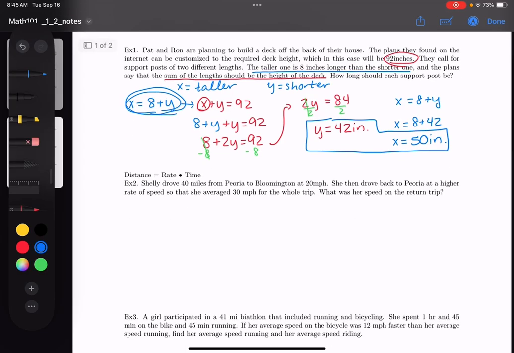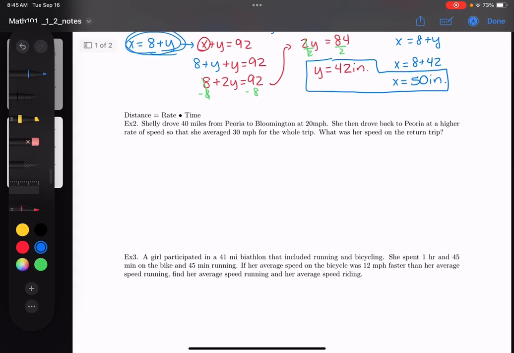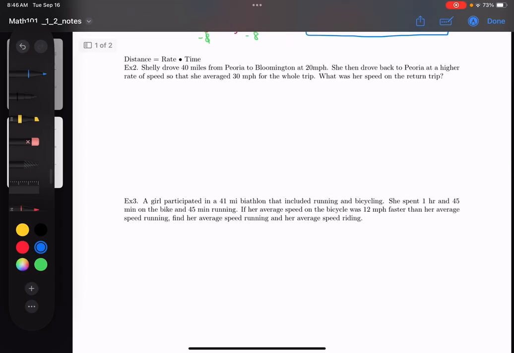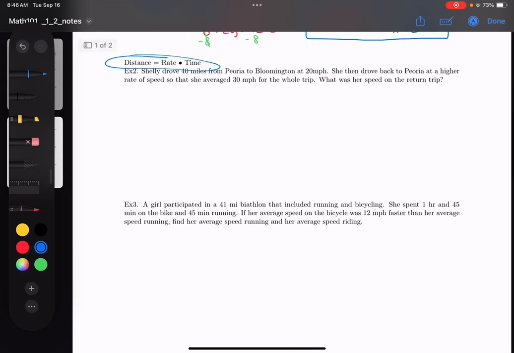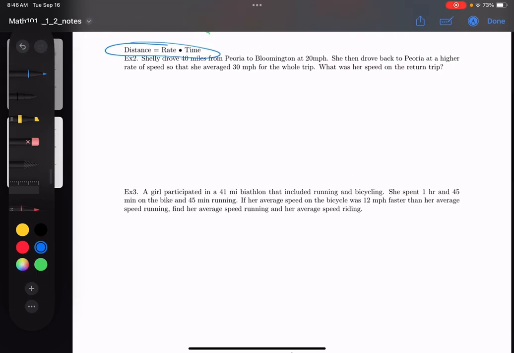Next up, we're going to do some distance equals rate times time problems. Let's see. I actually think that example 3 might be a little bit easier. So I want to do example 3 first. But we are still using this right here: distance equals rate times time.